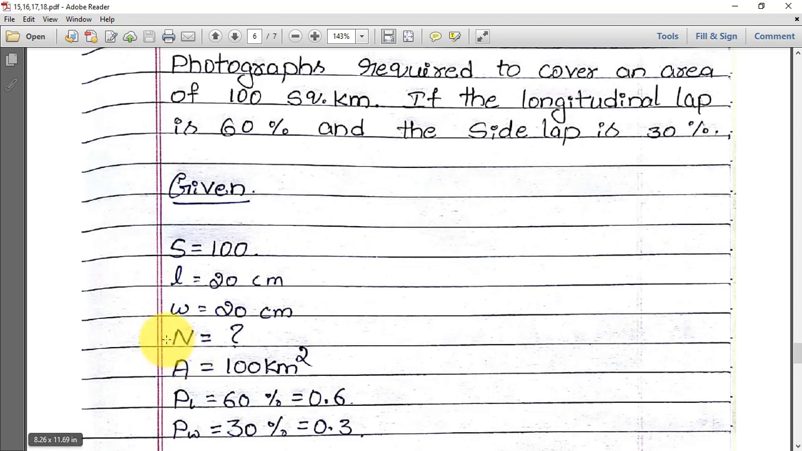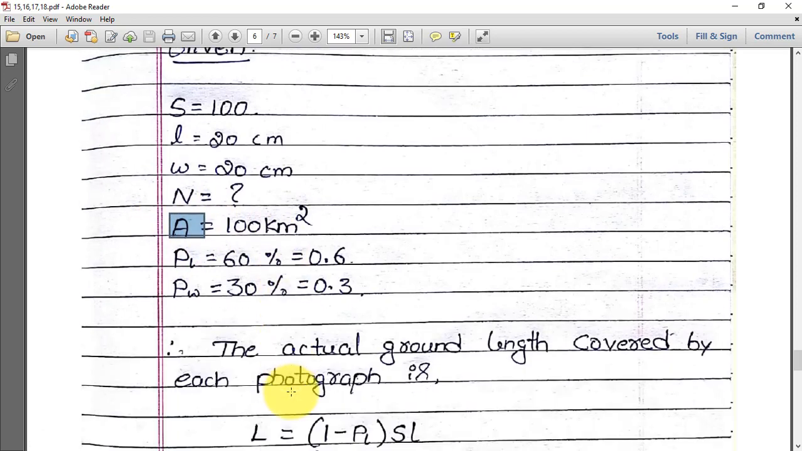Now we will solve. See here, the total number of photographs required is capital N. So this capital N will be total area, capital A, divided by small a. Small a is nothing but the area covered by one photograph. Clear? If you do capital A by small a, you will get the N value. Now we will see how to find small a.